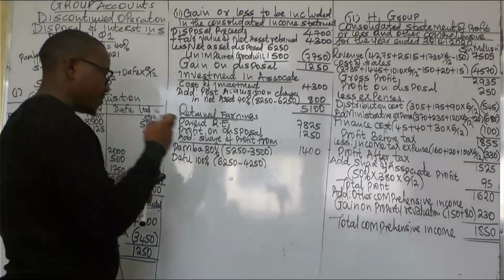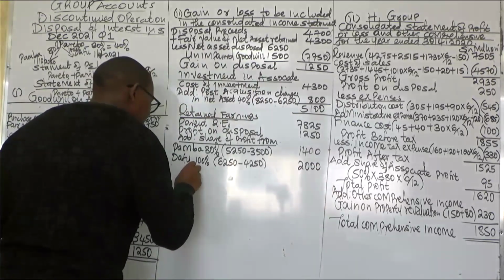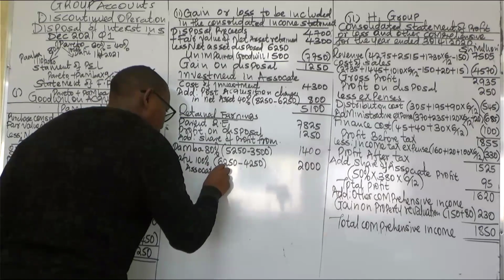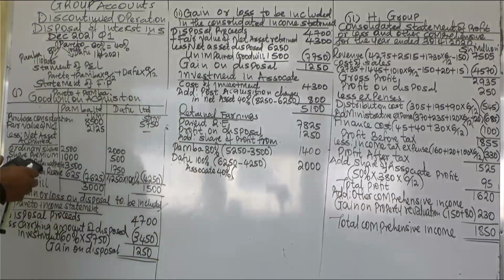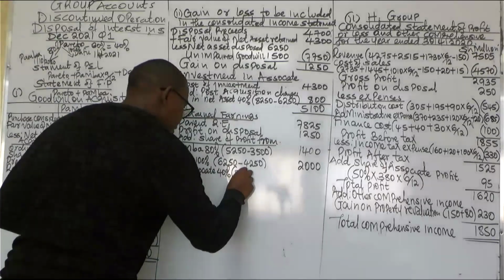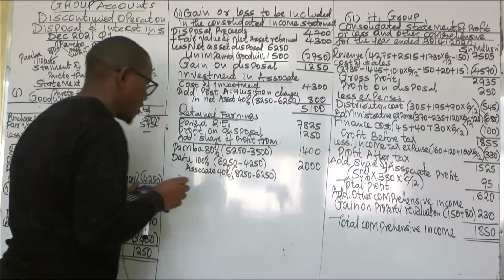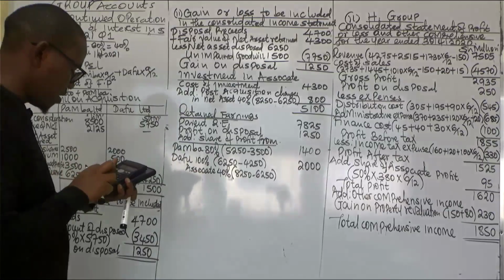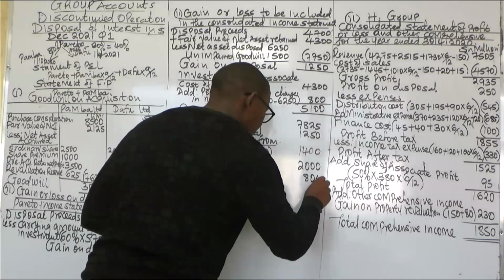Then 100%, this will be 2000. Now, I will also need it for the time it was an associate. This is now on 40%. This is now as at the year end. What was the total for the net assets? It was 8250. I will less now 6250. How much? 8250 minus 6250. I'll multiply by now 40 percent. This will be 800.